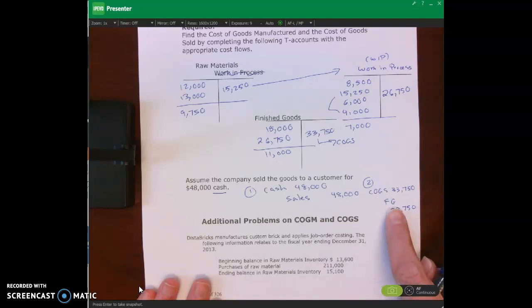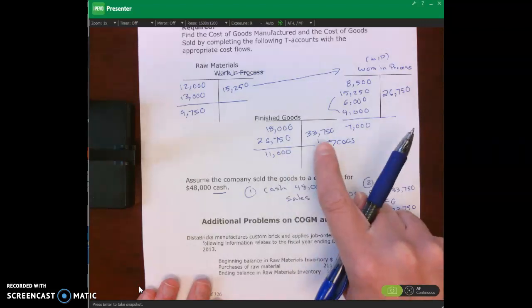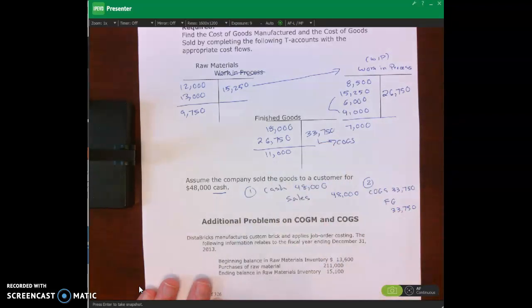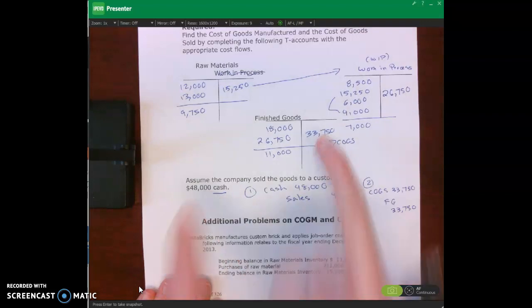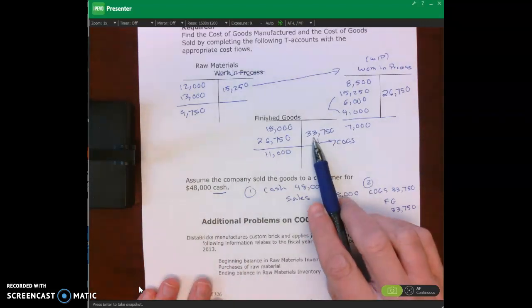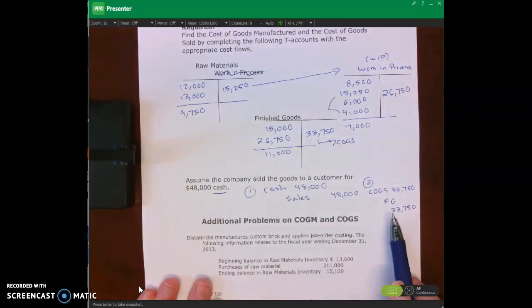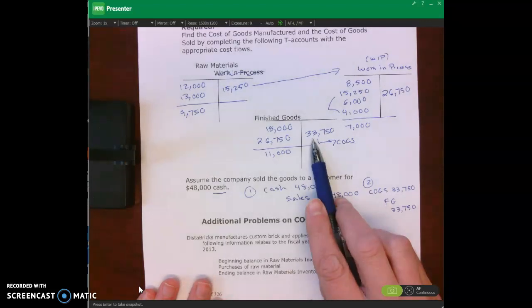We no longer have the finished goods because we sold them to our customer. So the amount of our finished goods right over here, this is for our $33,750. We sold it for $48,000. The difference is the profit. Okay. Here's our cost of goods sold. And we credit finished goods because we no longer have it.